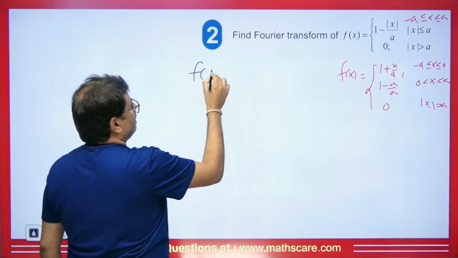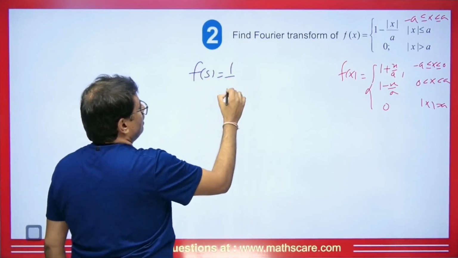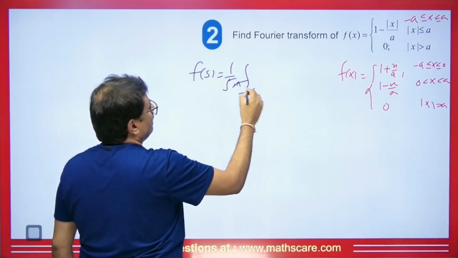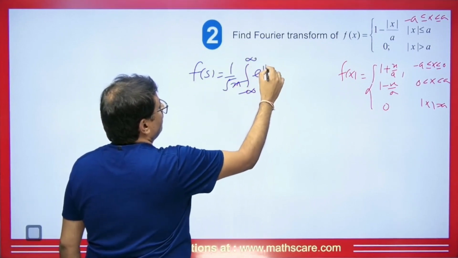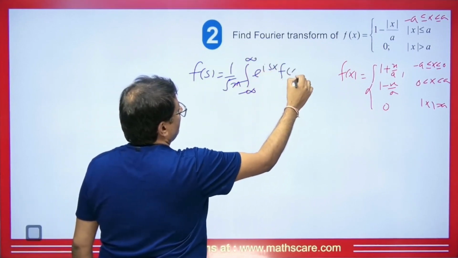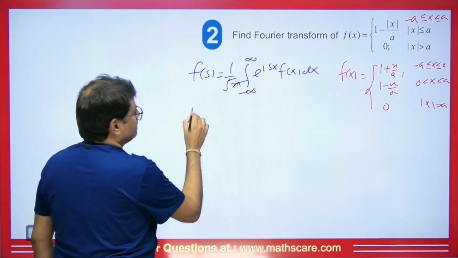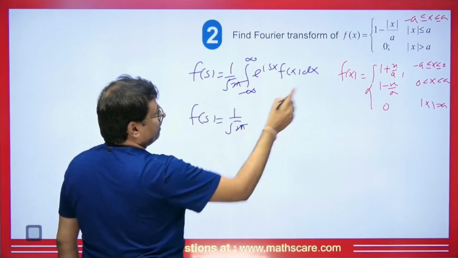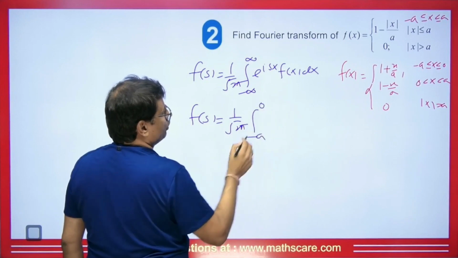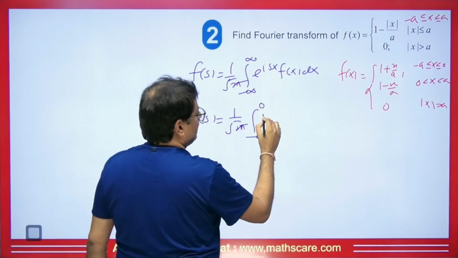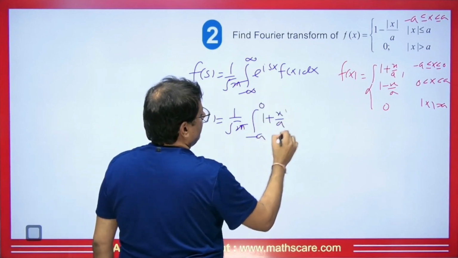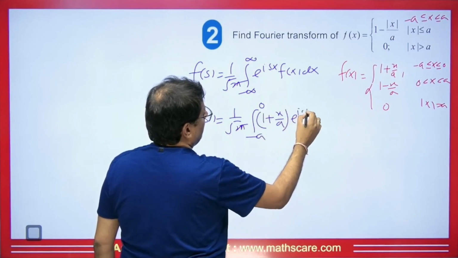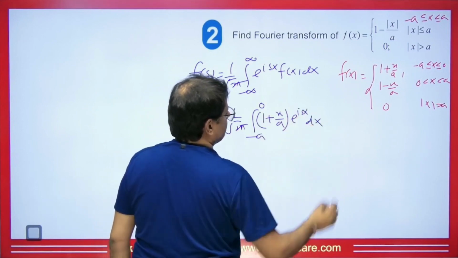The formula for the Fourier transform here is F(s) equals 1 upon root 2 pi, integral from minus infinity to infinity of e to the power of iota s x times f(x) dx. Now what will we get here? Pay attention. F(s) will be equal to 1 upon root 2 pi, integral from minus a to 0, where the value of f(x) is 1 plus x by a, times e raised to the power of iota s x dx.